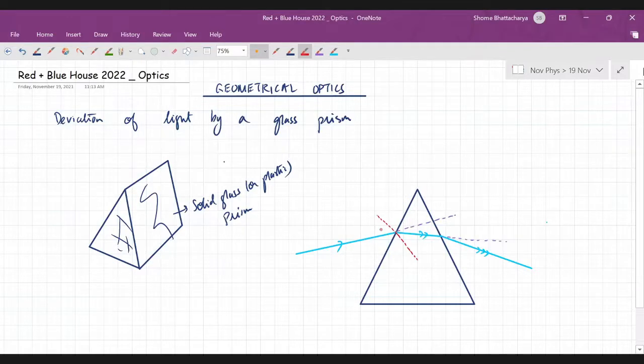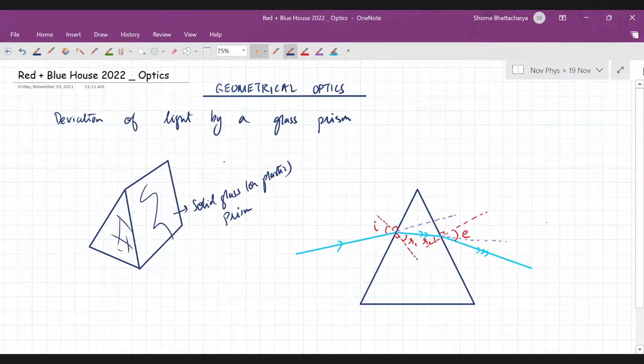This is the angle of incidence. Here you can see this is the angle of refraction. So it has bent towards the normal. And here, this is the normal. And here, if this is the angle of incidence, then this becomes the angle of refraction or the emergence. And you can see that it bends like this.